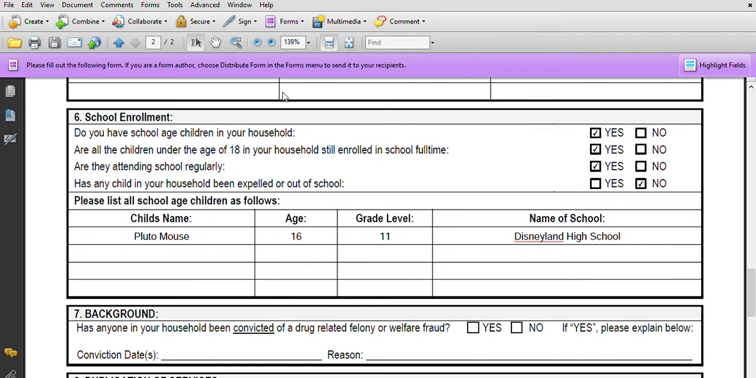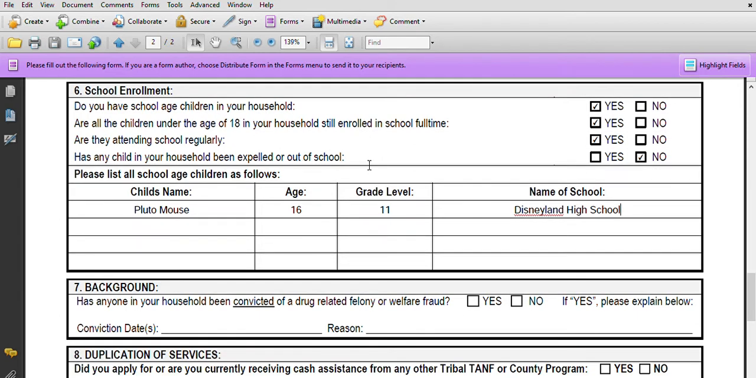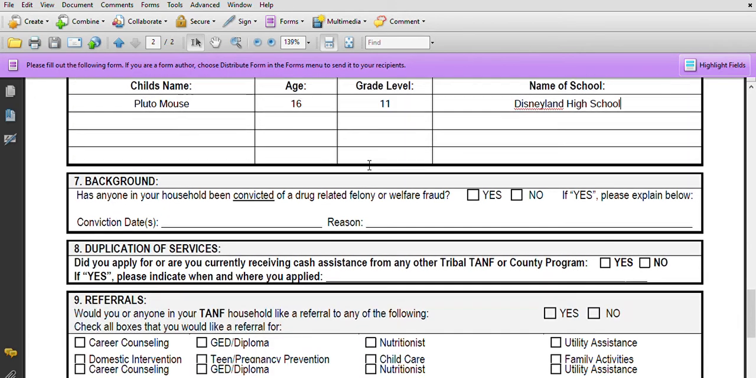Okay. So school enrollment, it's a program requirement, so you want to make sure that your kids are always actively enrolled in school and are regularly attending. This is self-certifying. You'll notice we don't ask for proof, but you are self-certifying that yes, your children are still enrolled in school and you are sending them to school on a regular basis. They haven't been out, they haven't been expelled, things like that. Going on to question number 7.